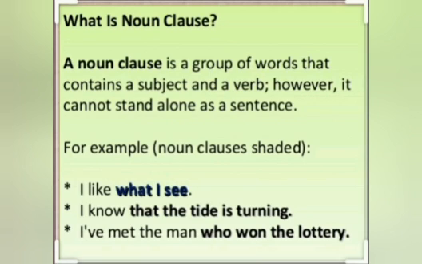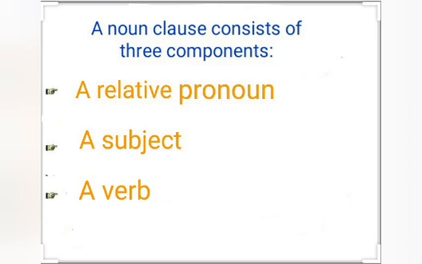Now, a noun clause is a clause that serves the same purpose as a noun. Yes, the group of words will act as a noun. Just like nouns do, a noun clause names people, things, places, and ideas. Okay? Now, a noun clause has three components. What are they? A relative pronoun, a subject, and a verb.